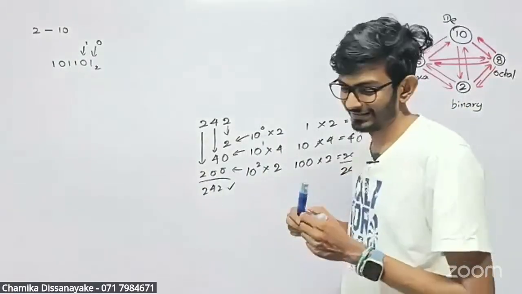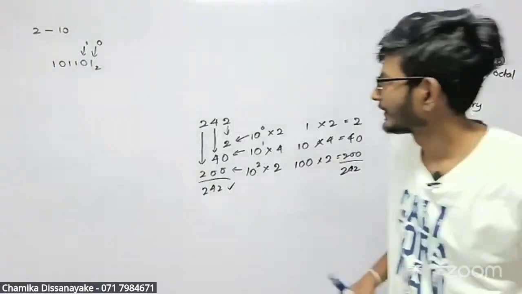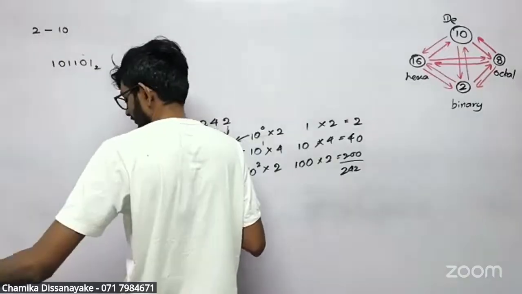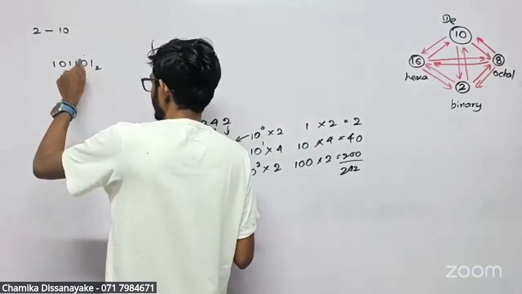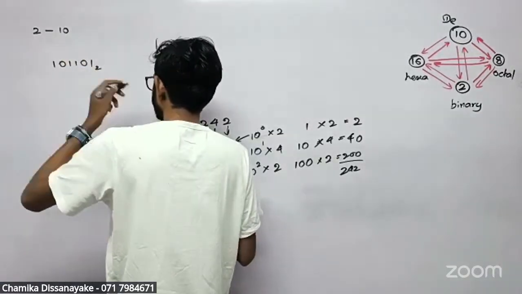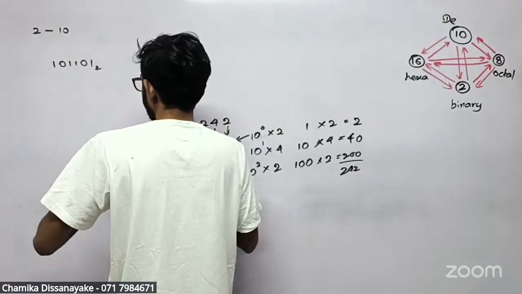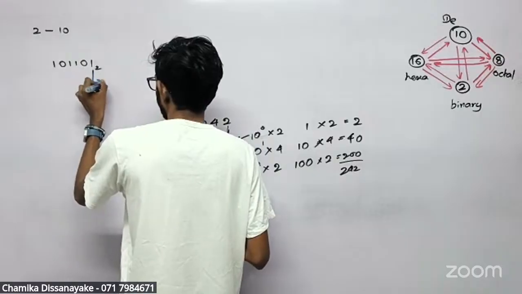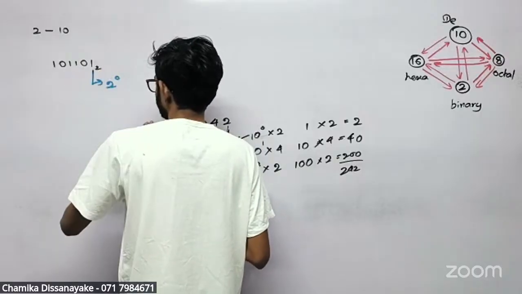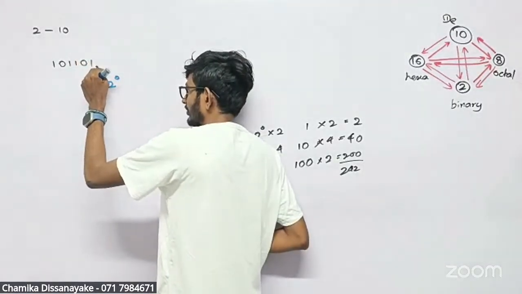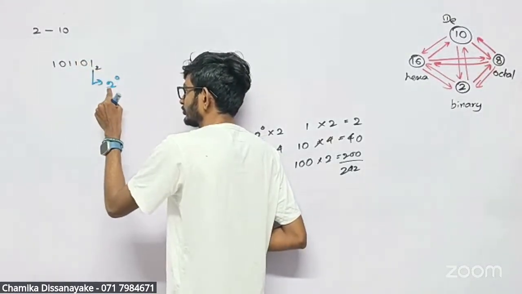Likewise, I think you know about the weighting factor, right? So here, the place of this last value can be written as a weighting factor, like this, 2 to the power 0. Because here we are going to use base 2. So in that case, we will use 2 to the power 0.